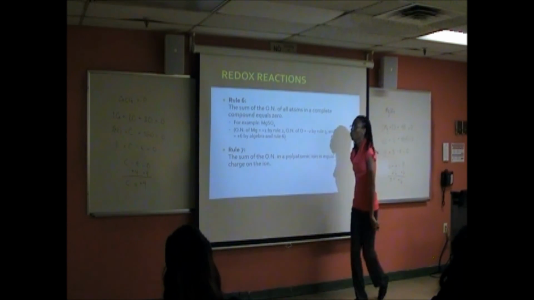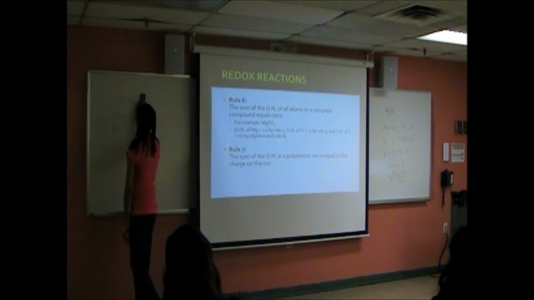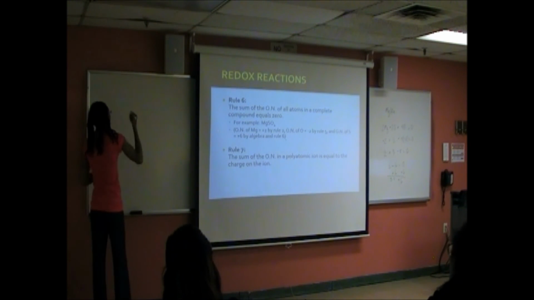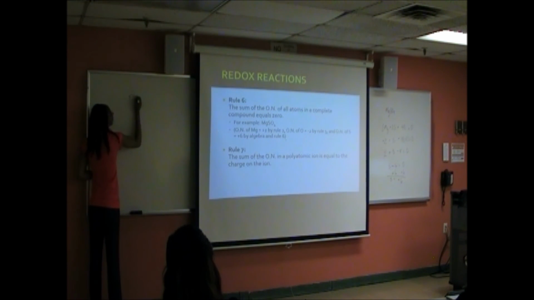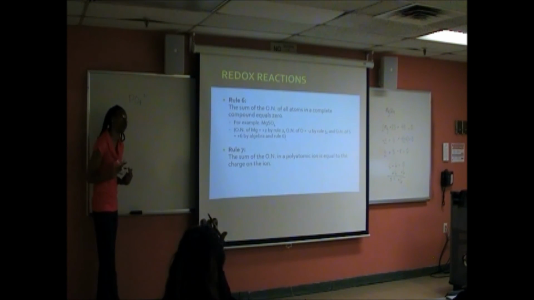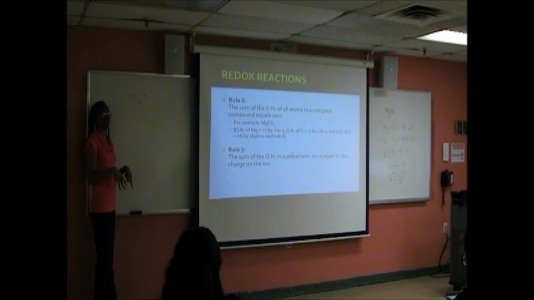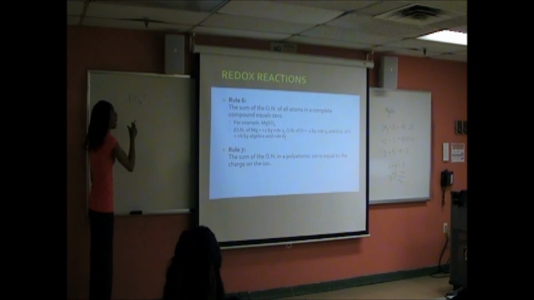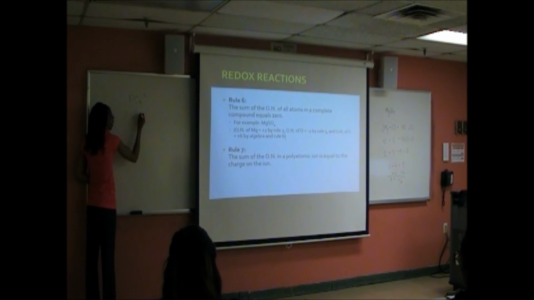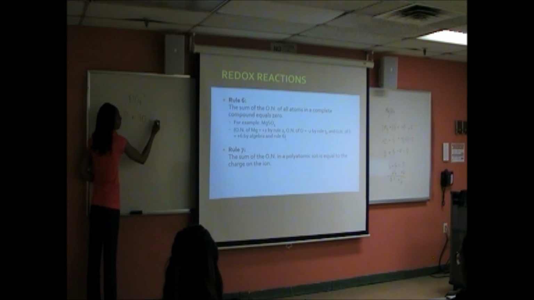So let's take something that we know. What's this? Phosphate. Based on rule 7, what do we do? The sum of the oxidation numbers must equal this charge. So what do we write? So P plus 4 O, oxygens, equals -3.